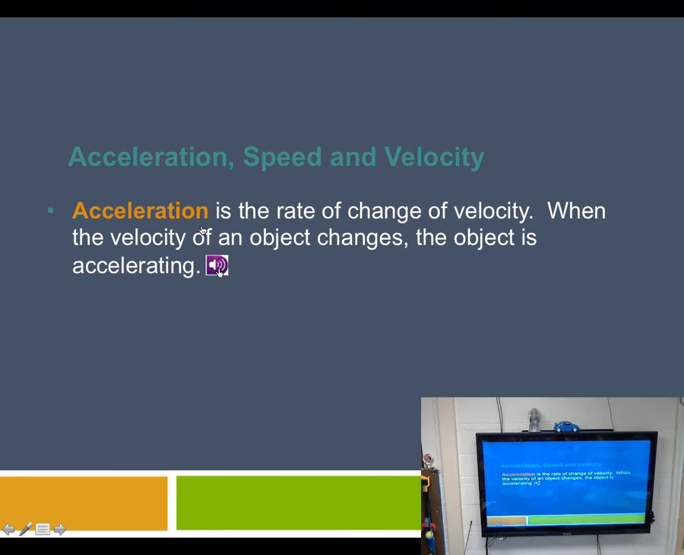I'm going to play that again. Acceleration, rate of change of velocity, can be calculated by dividing the change in the velocity by the time it takes the change to occur.